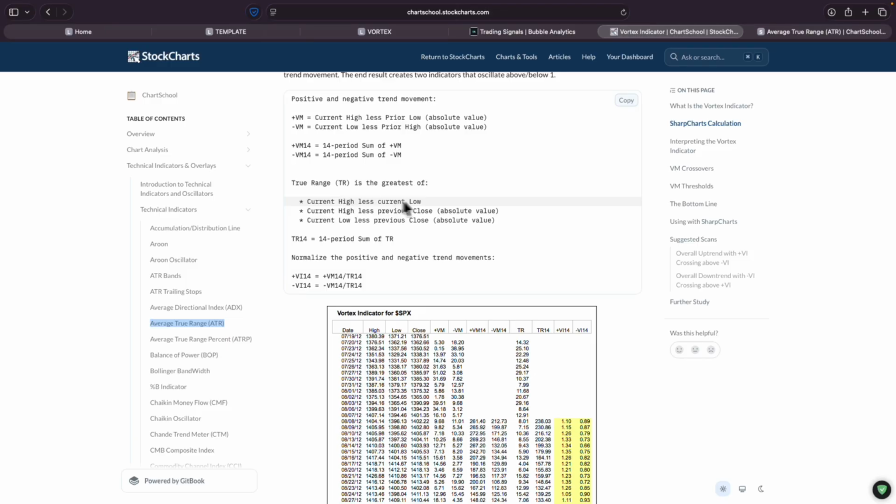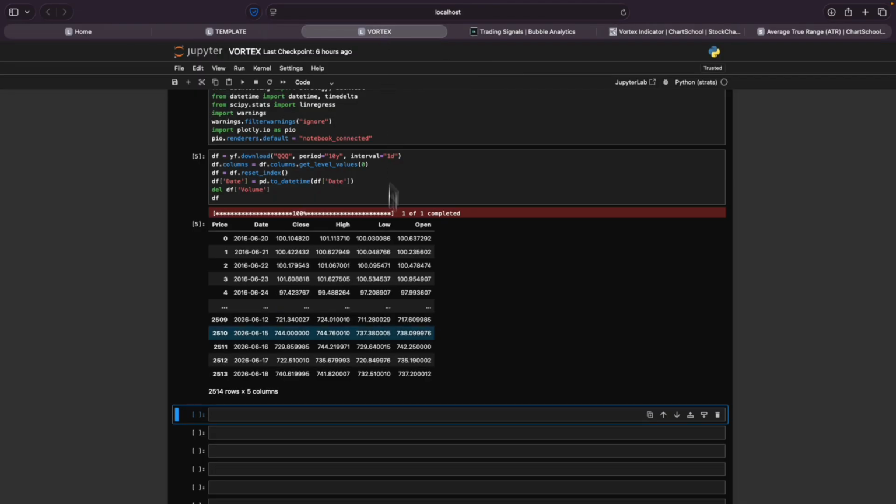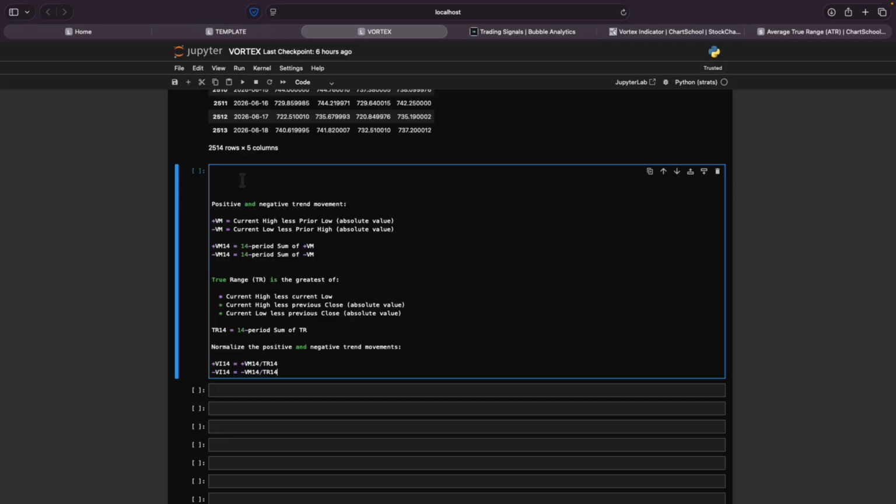And the true range itself compares three different metrics. So the high minus the low, and then the current high minus yesterday's close, and the current low minus yesterday's close. And again, we take the absolute values to get rid of the minus signs for those values. And then what the true range does is compare them and return the highest. So what we'll do is copy this across, and we'll just start putting that together now. So if I paste that in there, just so that we know what we're looking for.